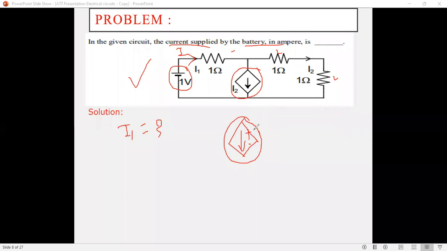Its value is already given. So it is nothing but I2, current I2. The value of this current source depends upon another branch current, that is I2. So this source is which one? A current dependent current source, or we can call it a current controlled current source.